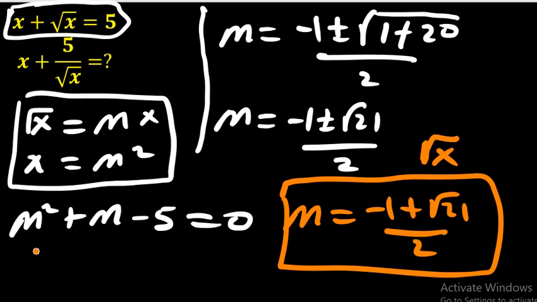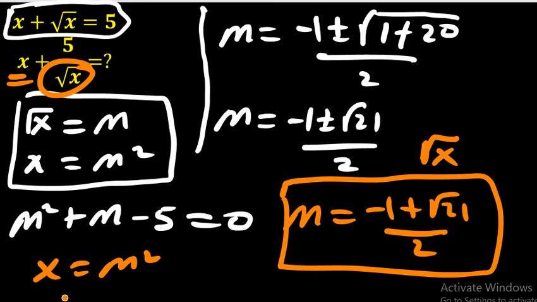But what about x? X is the same as m square. So we need to square this result and then get the x value, because we are looking for x plus 5 over root x. We got the root x already. Here it is. This means root x, because m is radical x already. So we have to get the x. The x is m square. Let us square and get it, and then we are going to insert it.